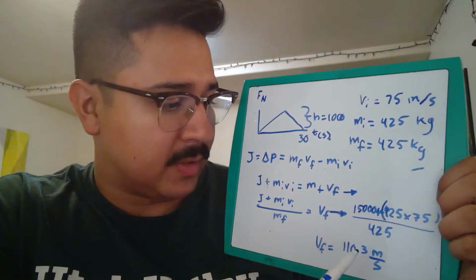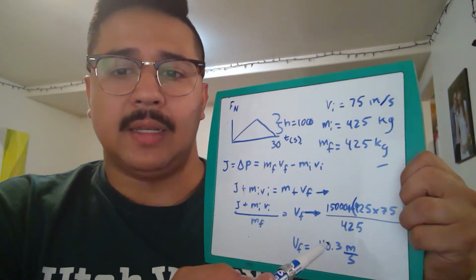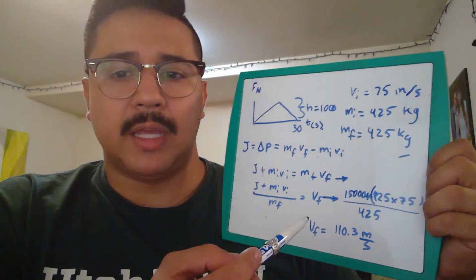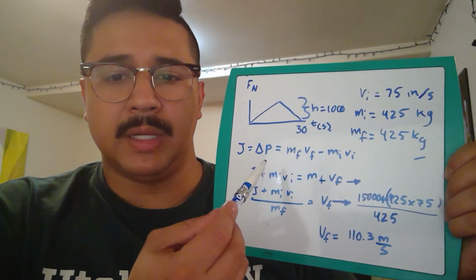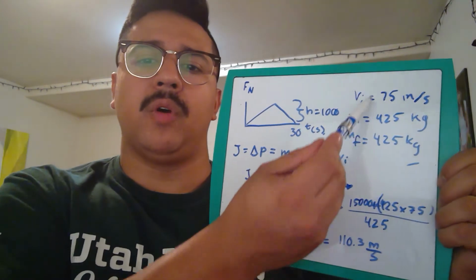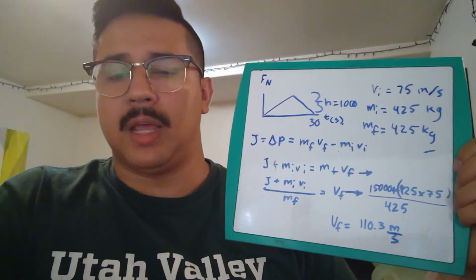110 meters per second, 110.3 meters per second. And really we just got that from knowing that impulse is equal to the change in momentum, and then using all of the information that we were given originally to solve for our last variable.